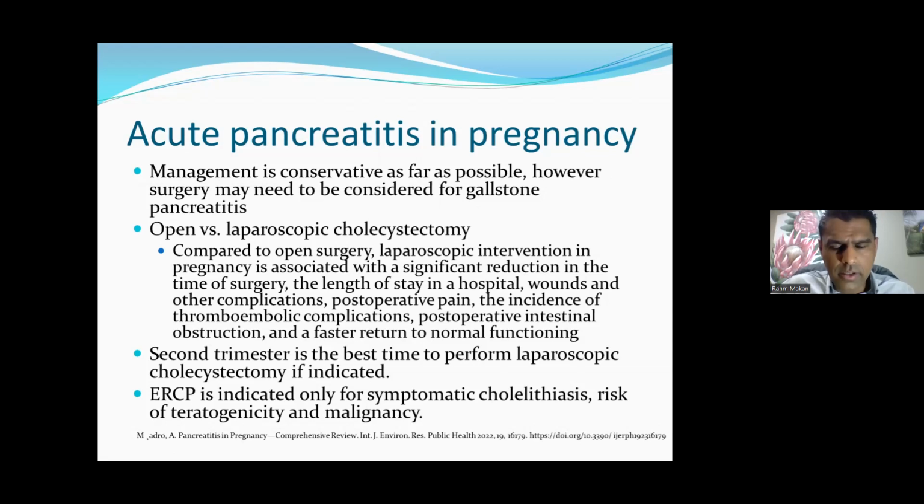However, with laparoscopic surgery, you'd be limited by the presence of the gravid uterus that may obstruct your port or camera views. But if a patient does require surgery, the second trimester would be the best time to perform a laparoscopic cholecystectomy. And ERCP is indicated only for patients with symptomatic cholelithiasis. One needs to bear in mind the risk of teratogenicity from the fluoroscopy and further malignancy risk in the baby due to the X-ray exposure.